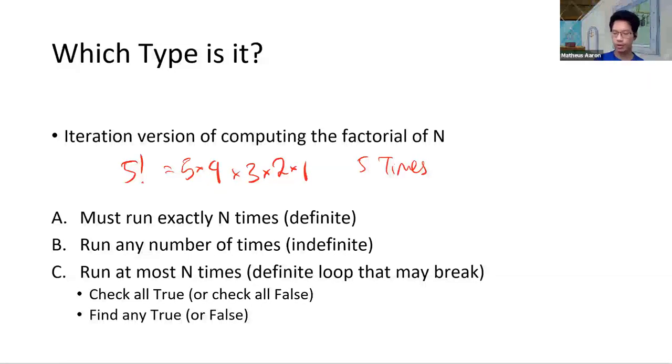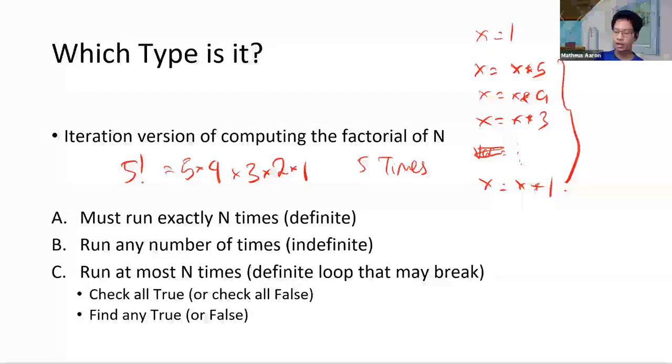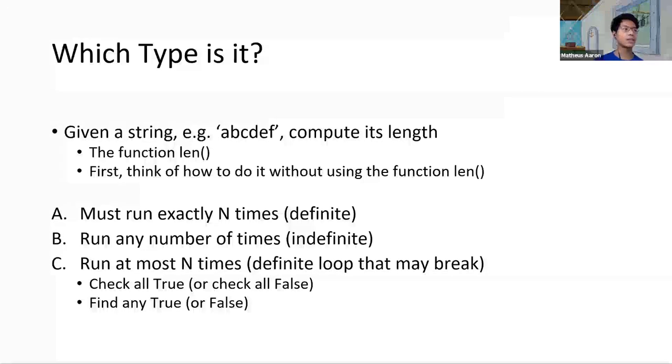So say we have a variable. Let's say x equals 1, then basically x equals x times 5, x equals x times 4, x equals x times 3, until x equals x times 1, which is exactly 5 times. Now this is the case for A, where you know that you must run exactly n times, regardless of what happens.